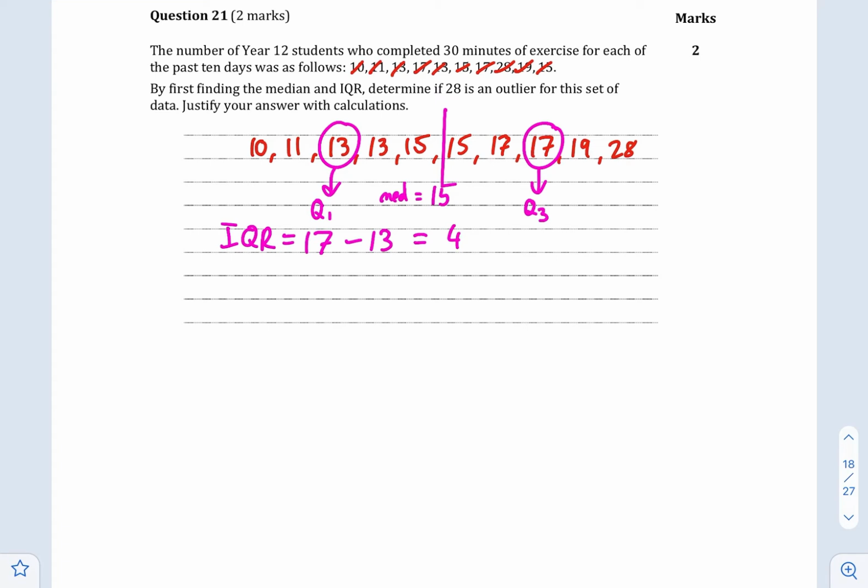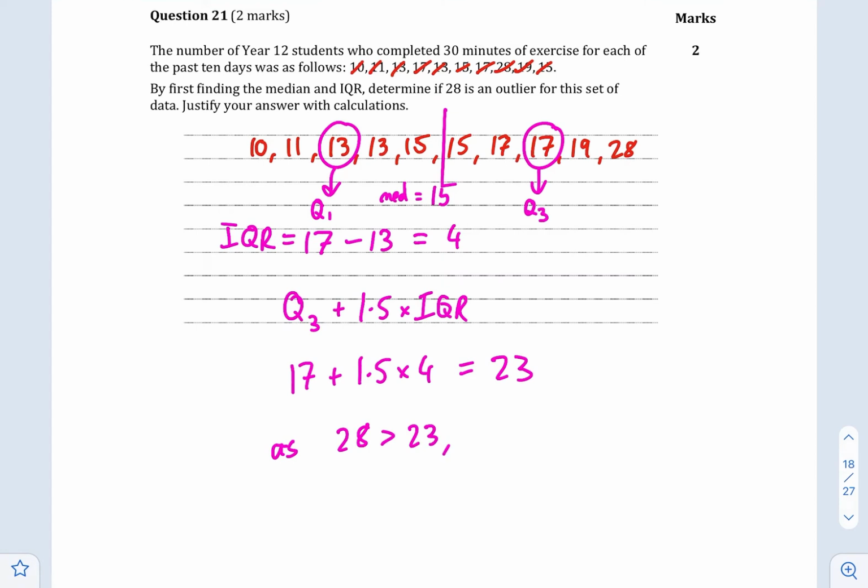Now to determine an outlier, we need the formula which is on the reference sheet. We're looking at the upper, so it's Q3 plus 1.5 times the interquartile range. So that's going to be 17 plus 1.5 times 4. And whatever that number is, let's check. That's 23. Now any number bigger than 23 is an outlier. As 28 is bigger than 23, 28 is an outlier.